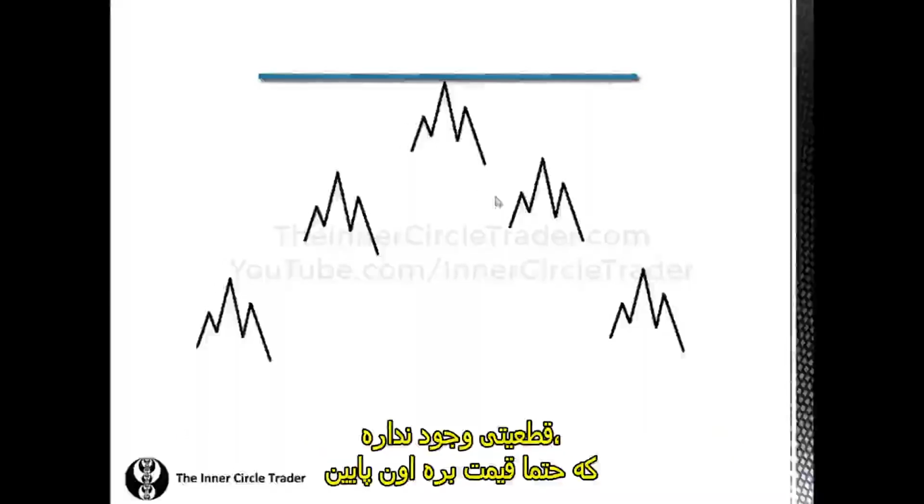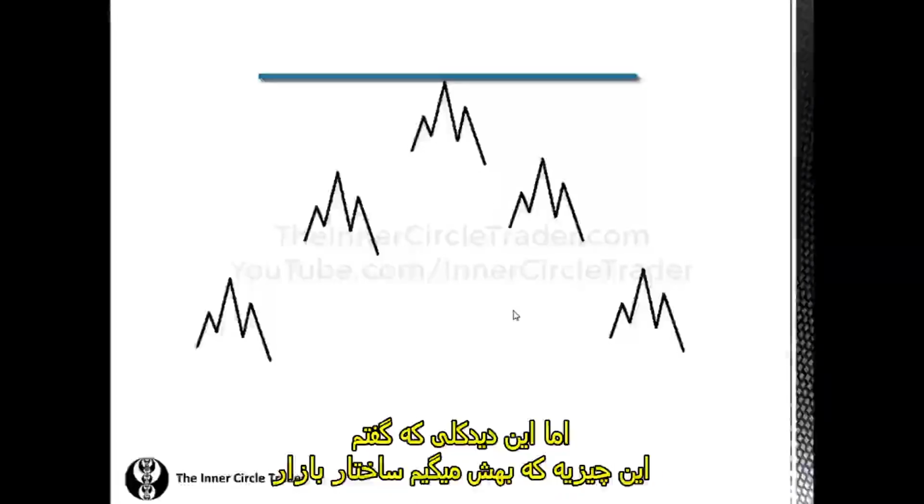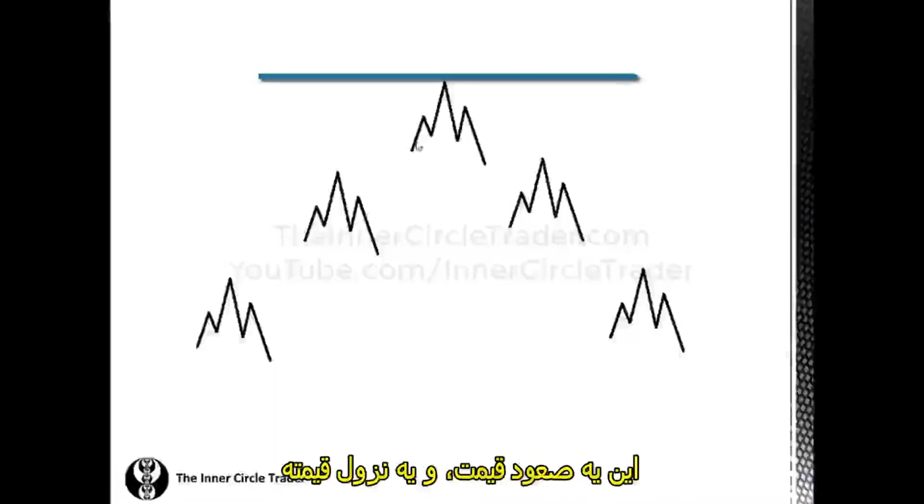You don't know if it's going to go down there. You don't know if it's going to reverse and take you out of the trade. But the overall framework, or price structure, this is how market structure is built. This is a price rally and a decline. We have consolidation.